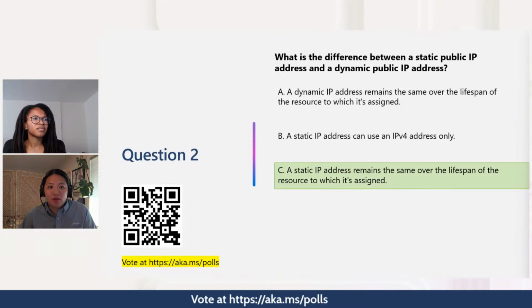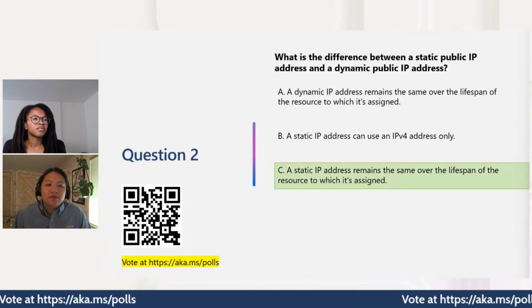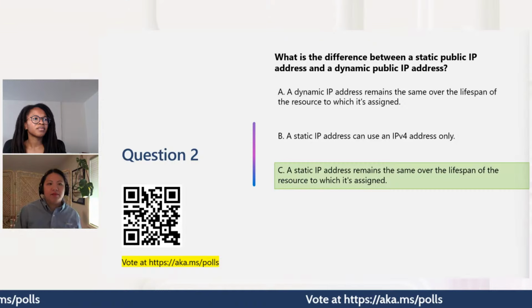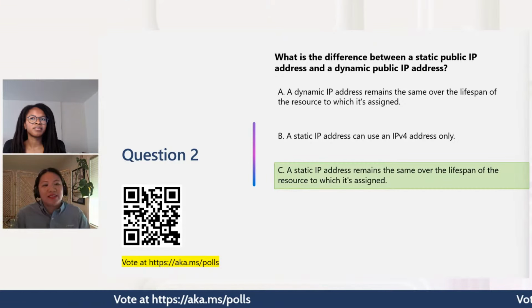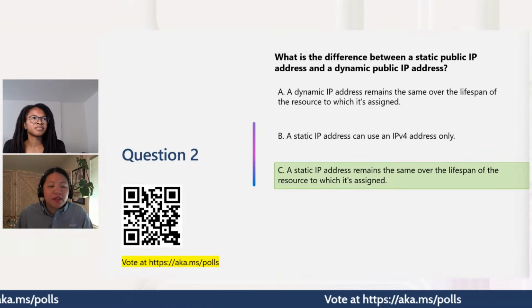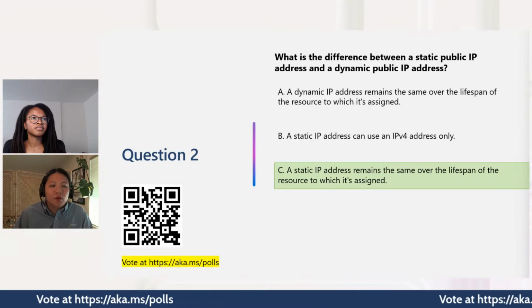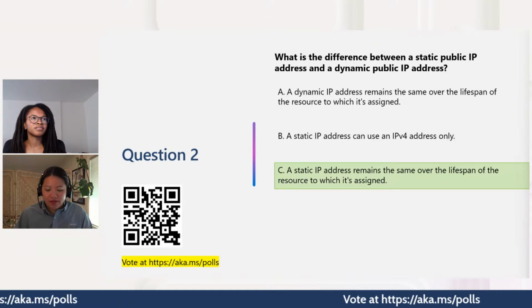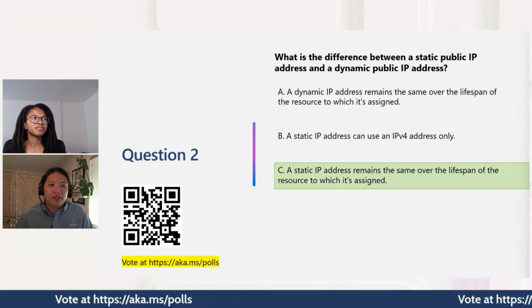address remains the same over the lifespan of the resource to which it's assigned. So static, it will stay the same, versus dynamic, which implies that there's some change. So when you look through these responses, be sure that you're making the connections between why dynamic IP addresses wouldn't remain the same, because as we mentioned earlier, it would change depending on when you start and stop a VM.